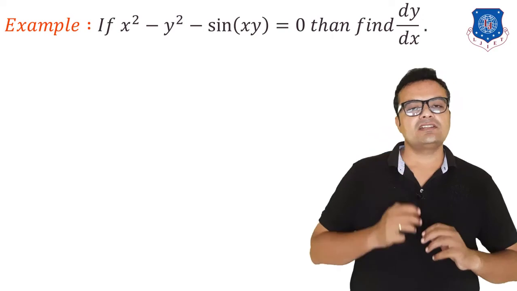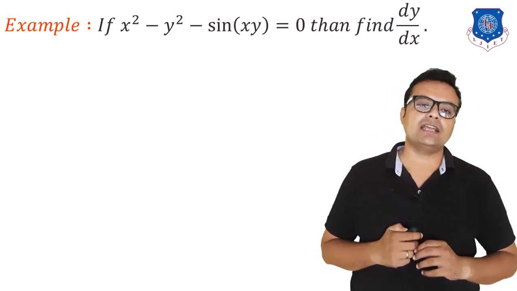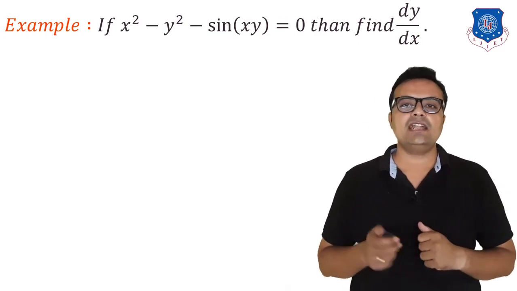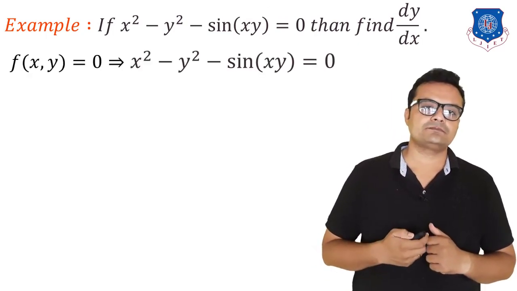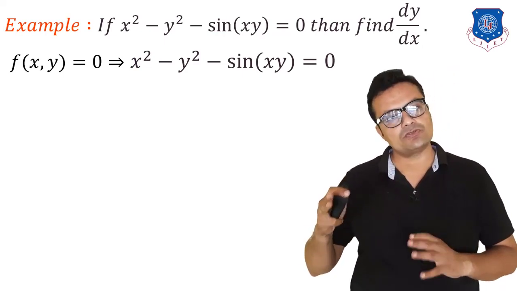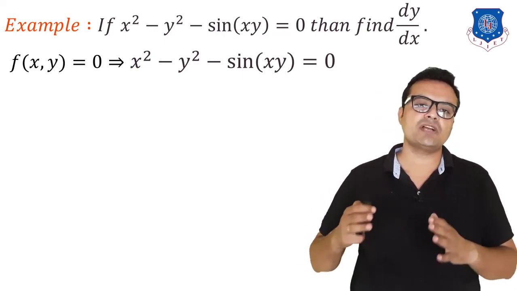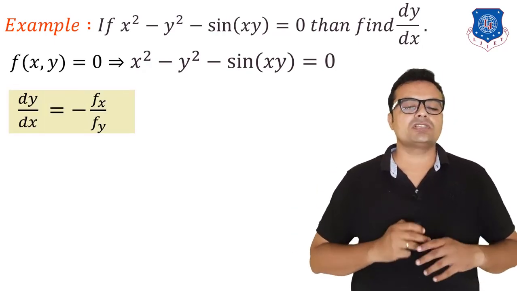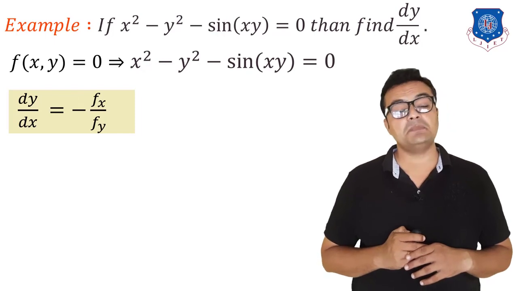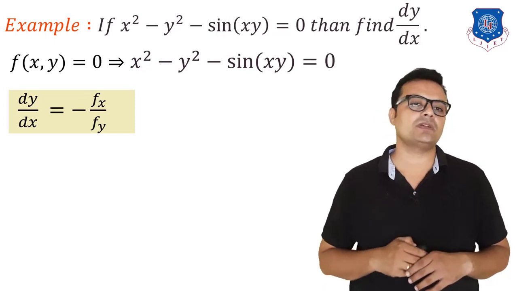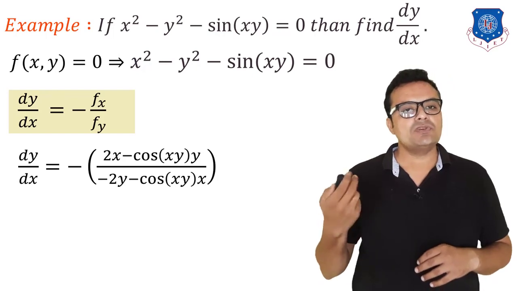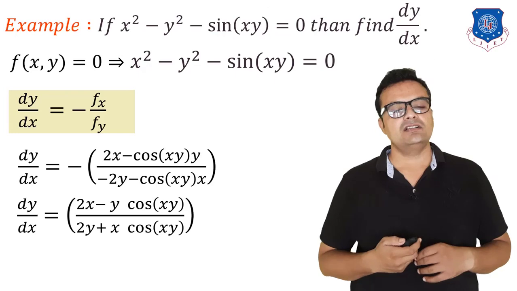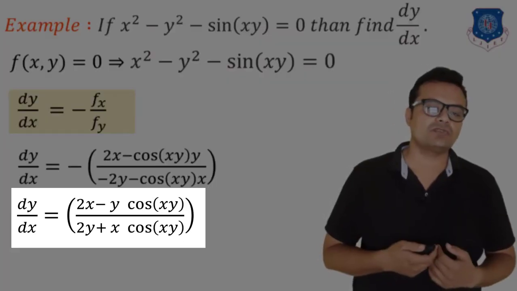To understand this topic, let us consider one example: x square minus y square minus sine of xy equal to 0, and we want to find dy by dx. So if I take f of x, y equal to 0, my function will be x square minus y square minus sine xy equal to 0. Now the formula for the value of dy by dx using implicit differentiation is like this: minus f sub x upon f sub y. So I am taking in numerator partial derivative with respect to x and in denominator with respect to y. So ultimately it will give me the answer for implicit derivative.